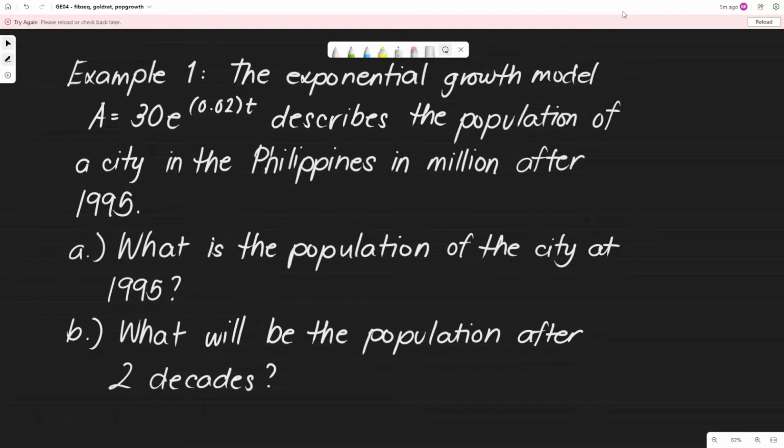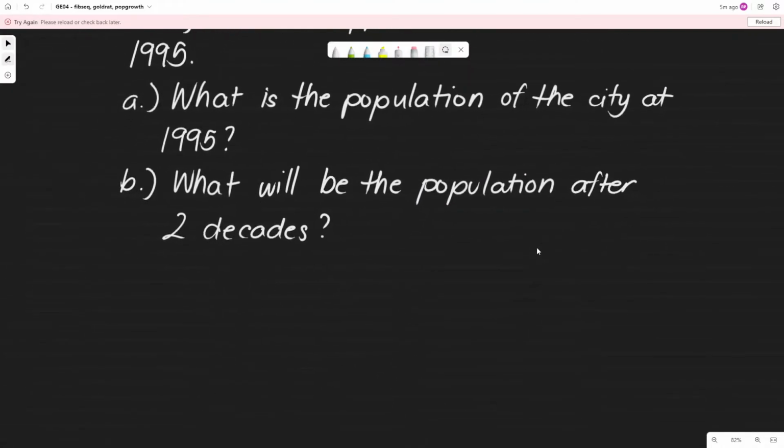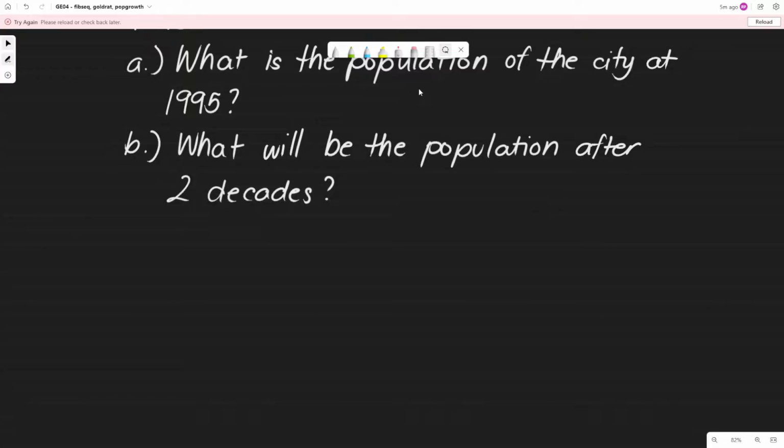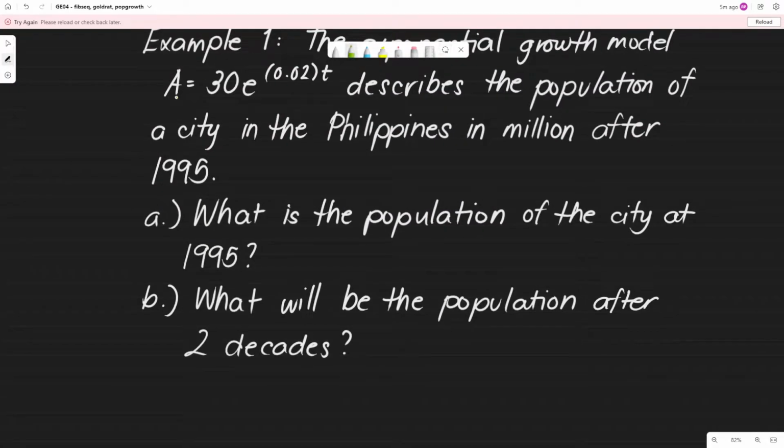So for example, we have here the exponential growth model. A is equal to 30 e raised to 0.02t describes the population of a city in the Philippines in millions after 1995. First, what is the population of the city at 1995, then what will be the population after 2 decades. First, we are going to apply the formula, but we already have here our population model. This is actually the one that we are going to use.